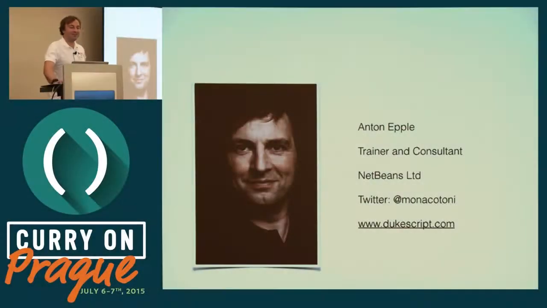Okay, so my name is Anton Epple. I'm a trainer and a consultant, and I run a little company called NetBeans, apparently, according to the program. Actually, my company's name is DukeOff, but I'm on the NetBeans Dream Team, and that somehow got mixed up. So I'm not the owner of NetBeans. If you wanted to meet him, you have to go to Larry Ellison. I'm on Twitter, Monaco Toni, and I run this website, DukeScript.com, where we share news about our technology.